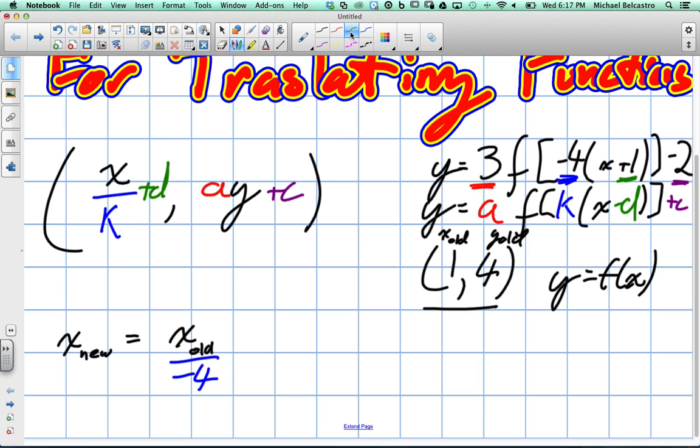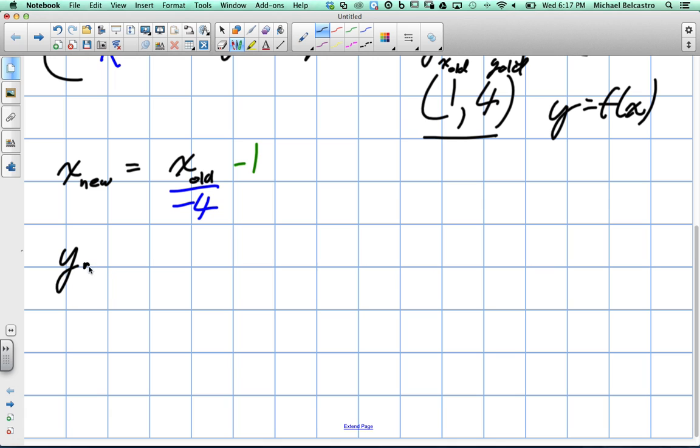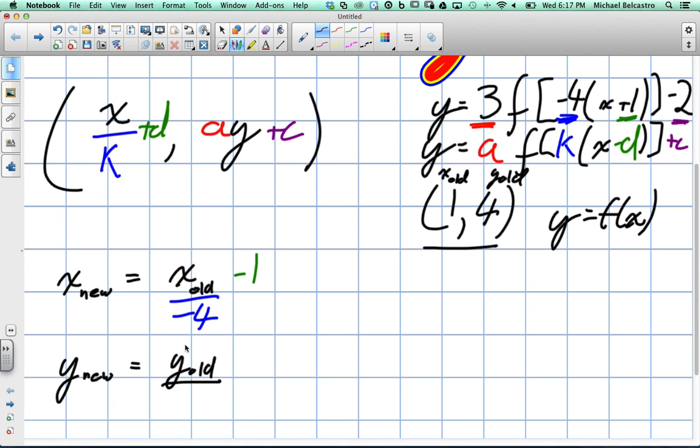Okay, so that's how we can find our new x value, and our new y value, y new, we can write it as equal to the old y. And I use a subscript just so we can tell the difference between our new y and our old y here. Times a, which is 3, and plus our c value, and we're adding -2, so it's subtract 2. So it's really straightforward here.